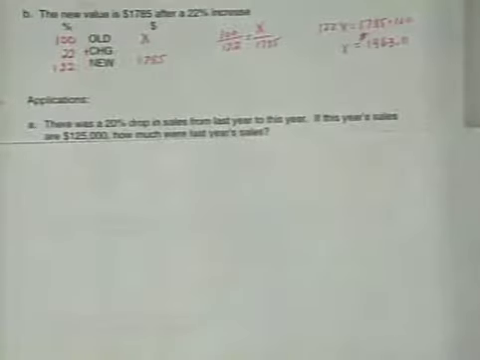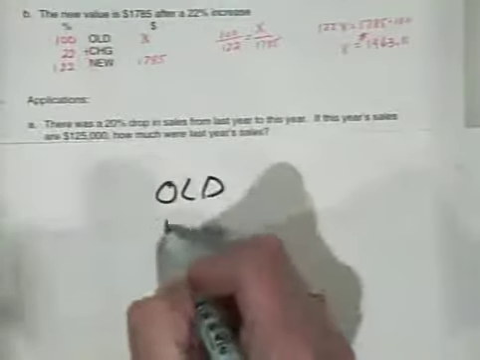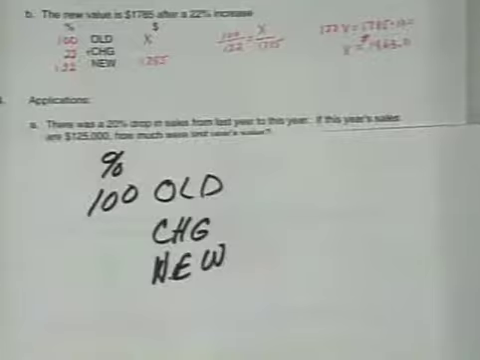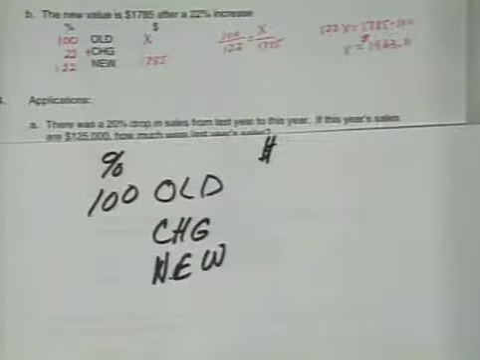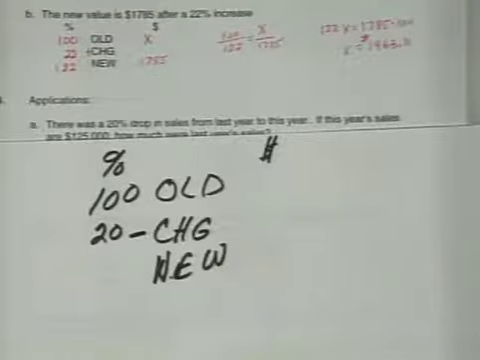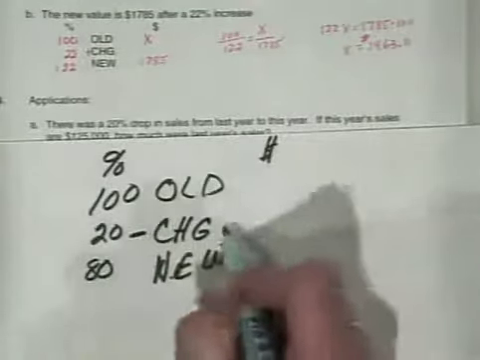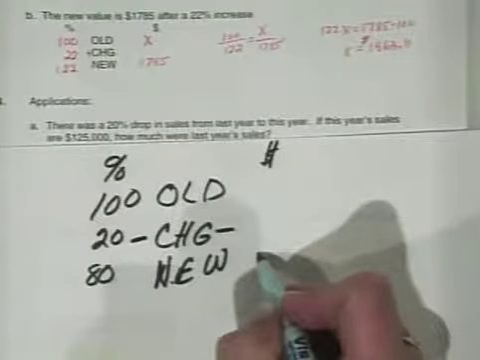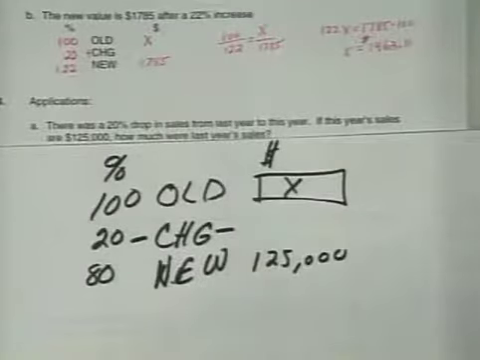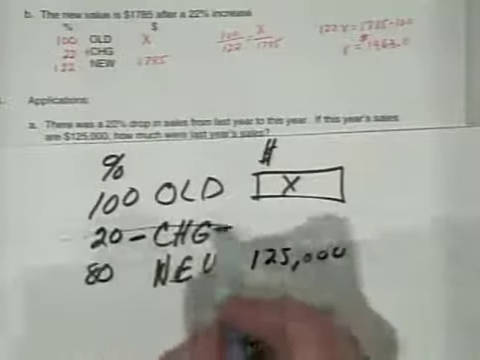I sound like a broken record, but we're always going to set these up exactly the same way. We're going to start out by going old, change, new. Old percent is always 100. We know that the sales decreased, so the change is negative, by 20%. So what percent are we going to put next to new? 80. Very good. This year's sales, under new, are $125,000. I'm looking for last year's sales. Once I've got all of the columns lined up properly, I can use any two of those to solve the problem. No one's asking me about change, so that's the one I'm going to ignore.